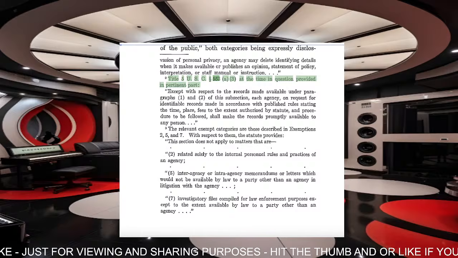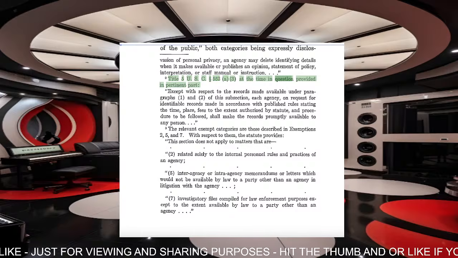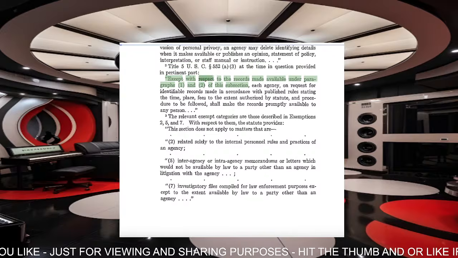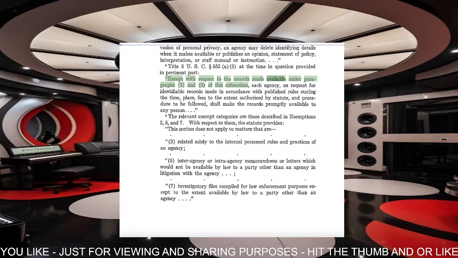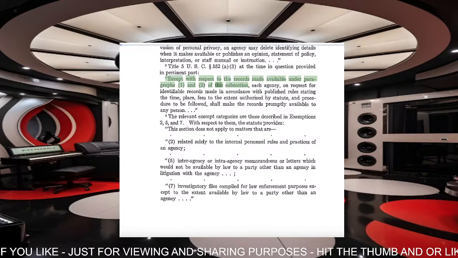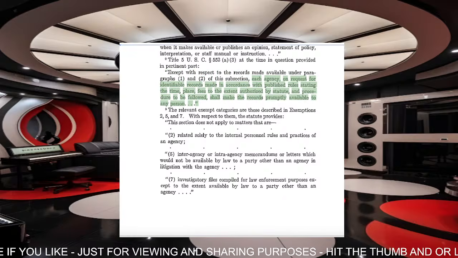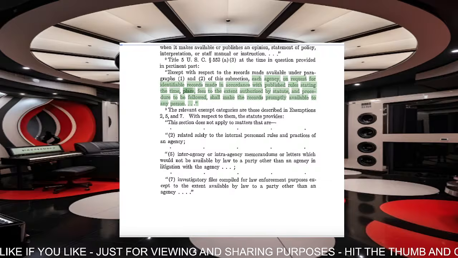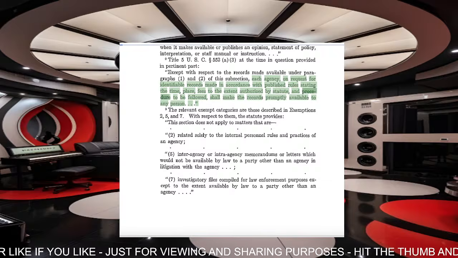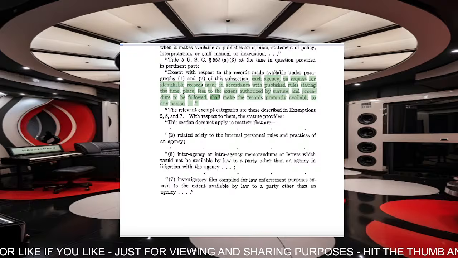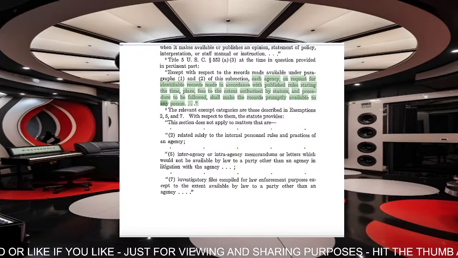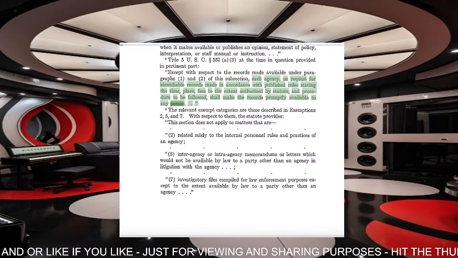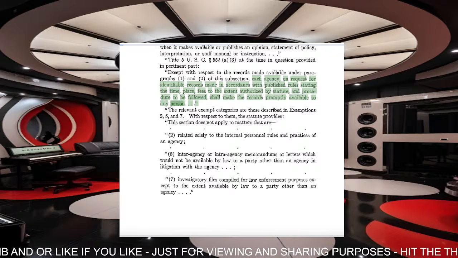Title 5 U.S.C. 552 at the time in question provided in pertinent part, except with respect to the records made available under paragraphs and of this subsection, each agency, on request for identifiable records made in accordance with published rules stating the time, place, fees to the extent authorized by statute, and procedure to be followed, shall make the records promptly available to any person.